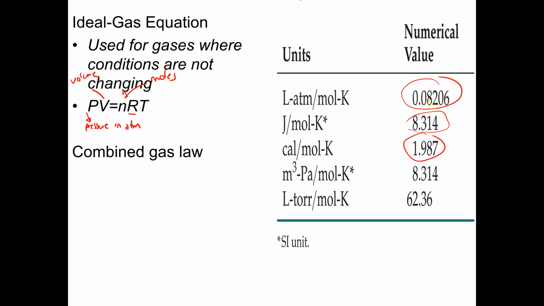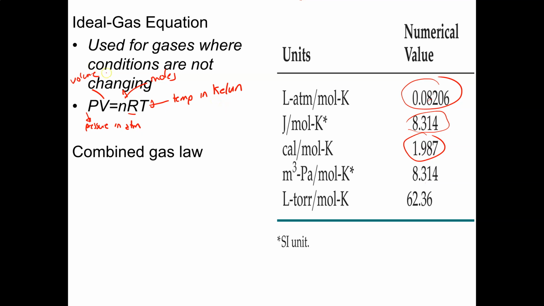Your R is 0.0821 always. And your T is temperature, but it has to be in Kelvin. That's the one thing you've got to make sure of. The reason for that is Kelvin doesn't have any negative values. You can't have a negative pressure or negative volume. So if you put temperature in Celsius or Fahrenheit, you're going to get negative numbers, and that's not what we want. So make sure your temperature is always in Kelvin for this.